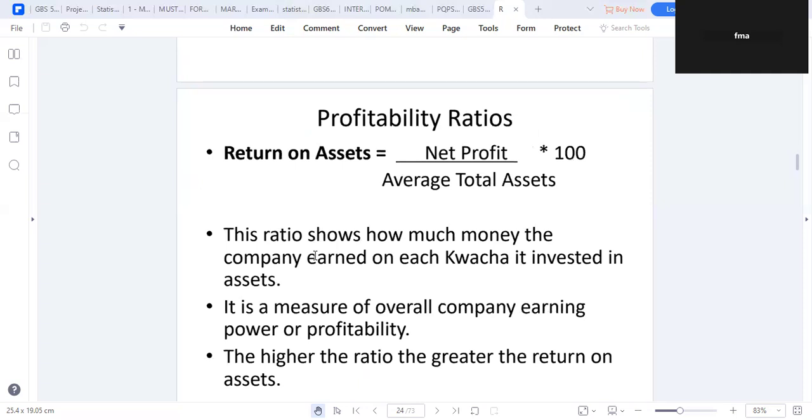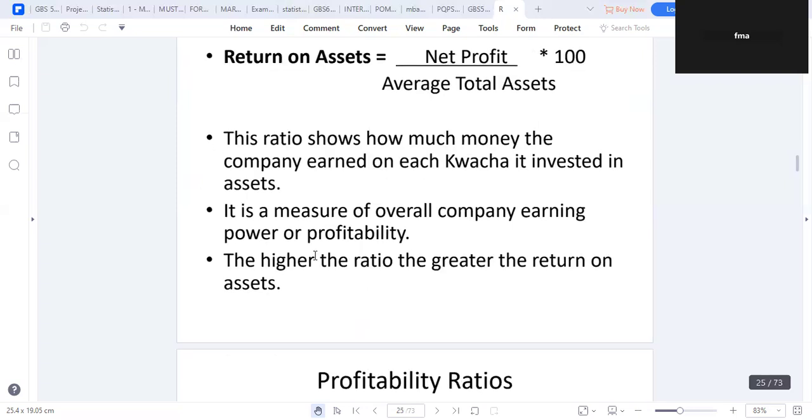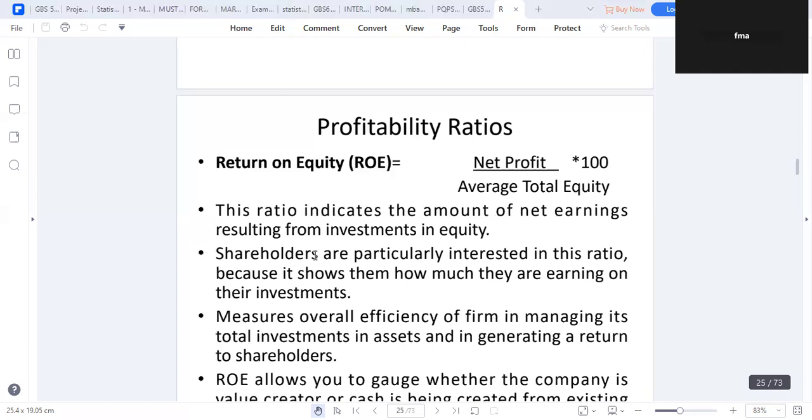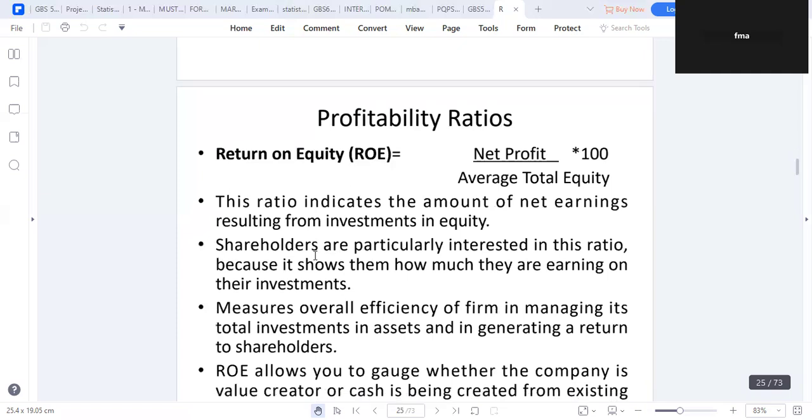So this ratio shows how much money a company has earned on what is invested. So quickly, we also have the return on equity, which is simply the net profit over average total equity times 100. So this ratio indicates the amount of the net earnings resulting from the investments in equity. This can also be called a profitability and shareholders ratio because shareholders are interested in this ratio. It shows how much they're earning on their investment.